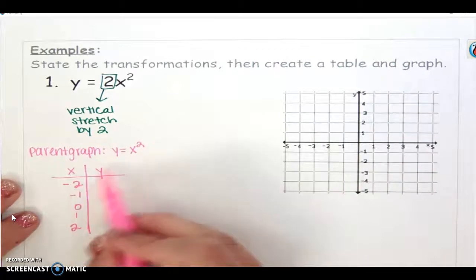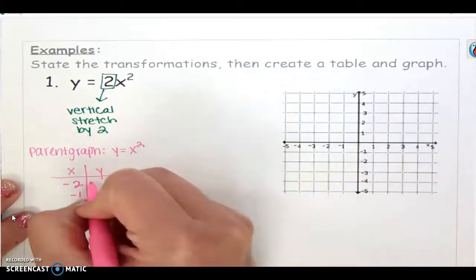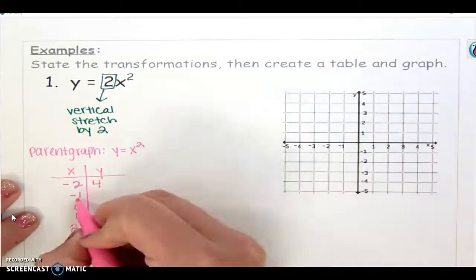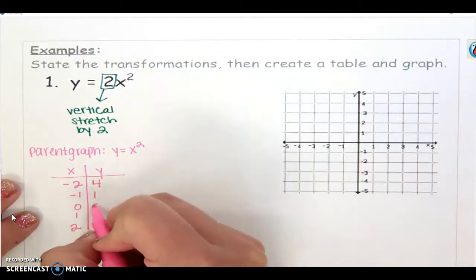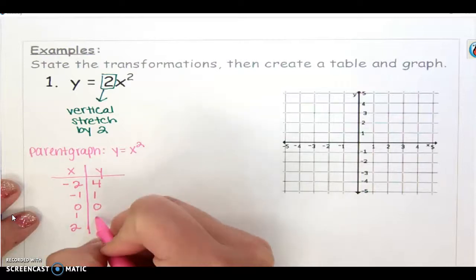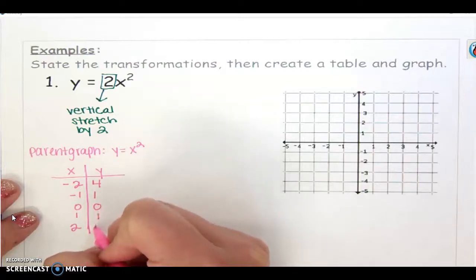So if we do -2 squared, that'll give us a y value of 4. -1 squared will give us 1. 0 squared will give us 0. 1 squared will give us 1. 2 squared will give us 4.